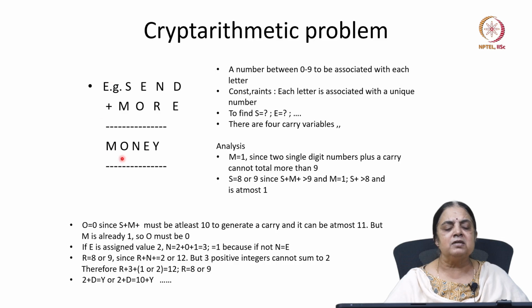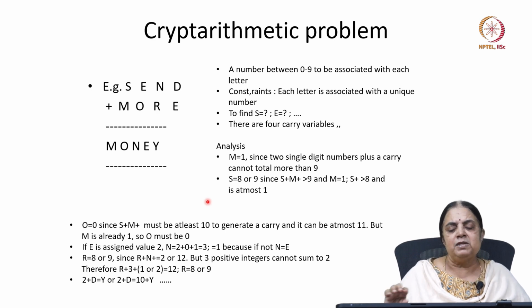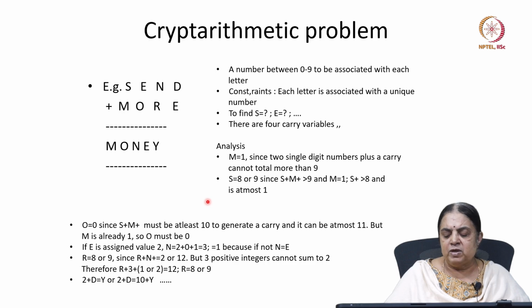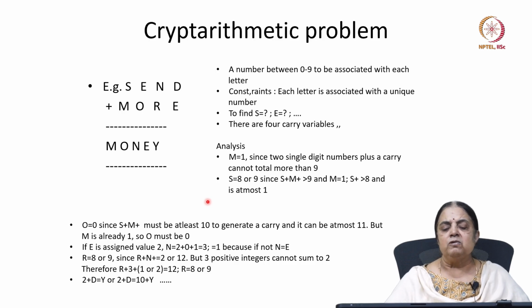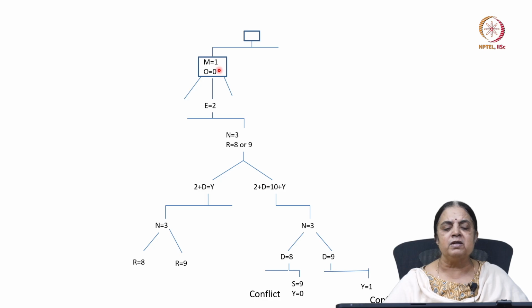Now if you analyze this, you will find that some variables will get instantiated. For example, here analysis has told me that M can be only 1, S can be only 8 or 9, and O is equal to 0, etc. So with some analysis, some of the variables can be fixed. Once you have fixed those variables, for the other variables you can see what the domain is. For example, M equals 1, O equals 0, etc.